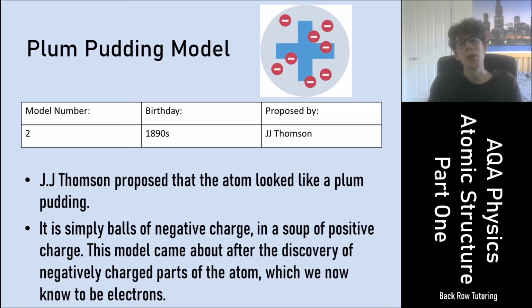So that's the plum pudding model, and the reason it's called the plum pudding model is because this looks a little bit like a plum pudding. You have the cake part of the plum pudding, which is the positive bit, and within a plum pudding you've got little bits of plum, and that's obviously our negative charge, which is within the positive charge.